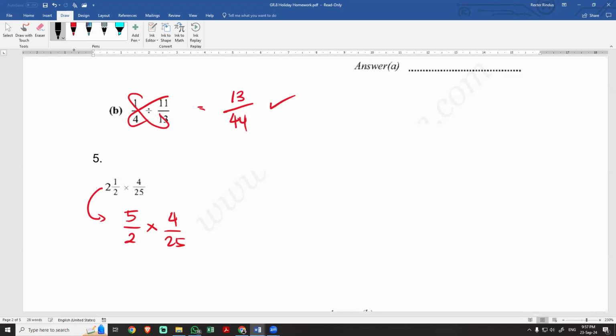But since it's multiplication, you can also see that this is actually manageable. 4 divided by 2, you will end up with 2. 25 divided by 5, that will give you 5. So you can just use that concept also. It's going to be 2 over 5 if you look into that particular question. So this will be the final answer for that one.